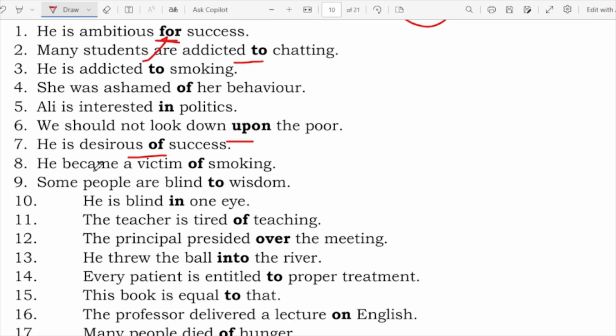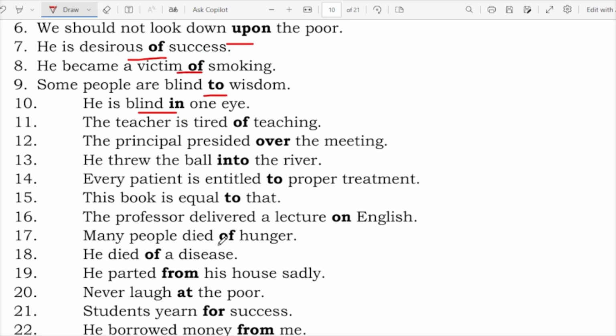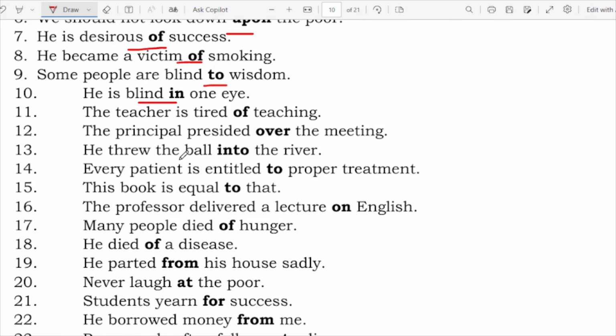Number 8. He became a victim of smoking. Some people are blind to, that is, blind of heart, and blind in bodily sense, that is blind in one eye, and lame in one leg as well. The teacher is tired of teaching. The principal presided over the meeting. These are very important prepositions for the board exams. He threw the ball into the river. Number 14. Every patient is entitled to proper treatment. This book is equal to that. The professor delivered a lecture on English.